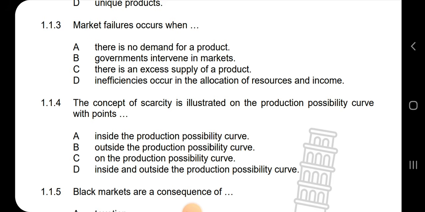No, that's number B. Yeah. So with points outside the production possibility curve, 1.1.4 goes for B.